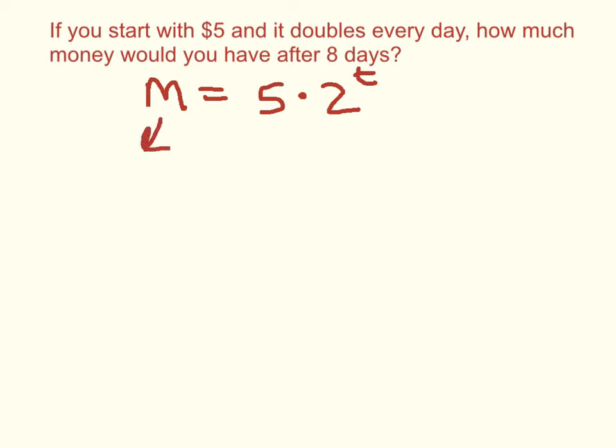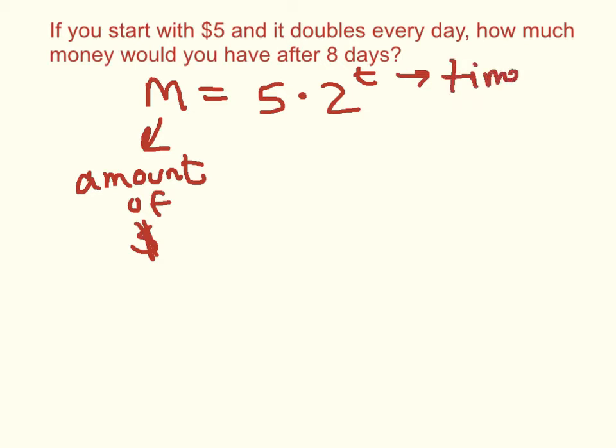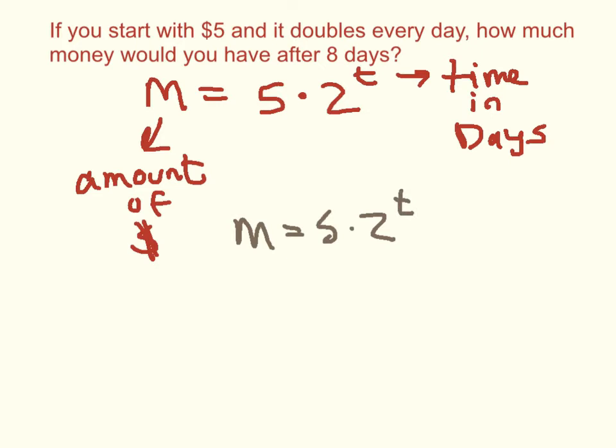So here, this is the amount of money. I'll just abbreviate this as amount of money, just to recall. T was time in days. So I'm telling you how many days have passed. 8 days have passed. So I will take my model, and I'm just going to rewrite it, and you have to think to yourself, are you going to be plugging in for M, or are you going to be plugging in for T?